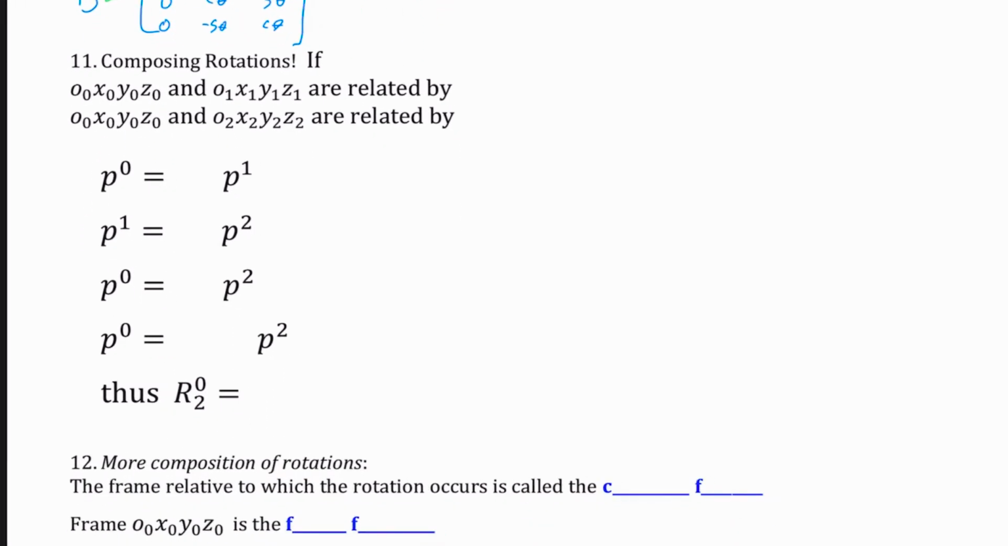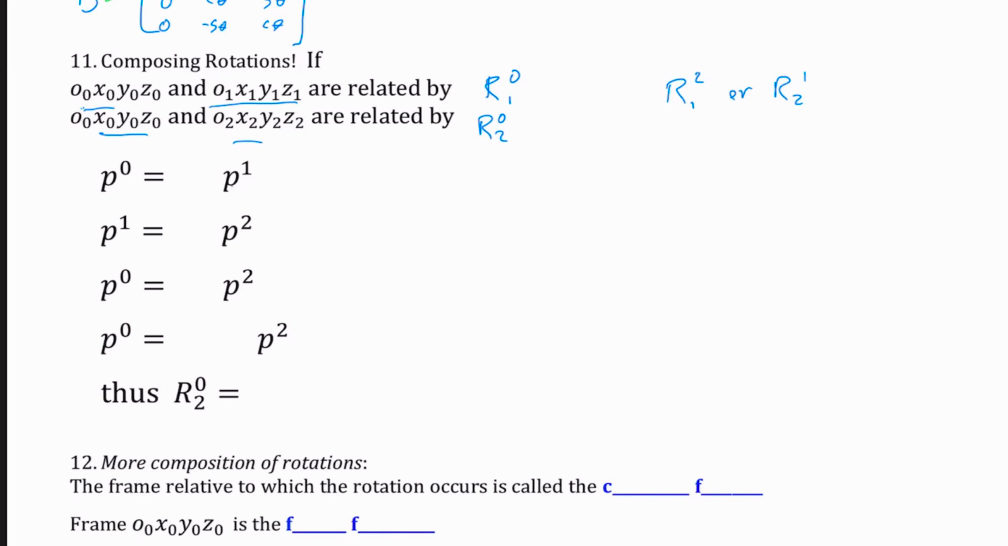It's now time to talk about composing rotations. So if I've got a frame 0 and a frame 1, those are related by a rotation of what is 1 in frame 0. Whereas 0 and 2 are related, what is 2 in frame 0. We'd like to know what is 1 in frame 2 or 2 in frame 1. These are something that's missing so far, but we can figure that out. Just a little bit of algebra.